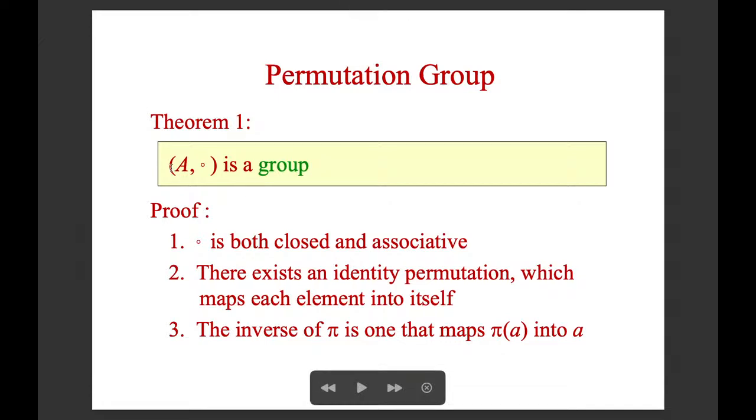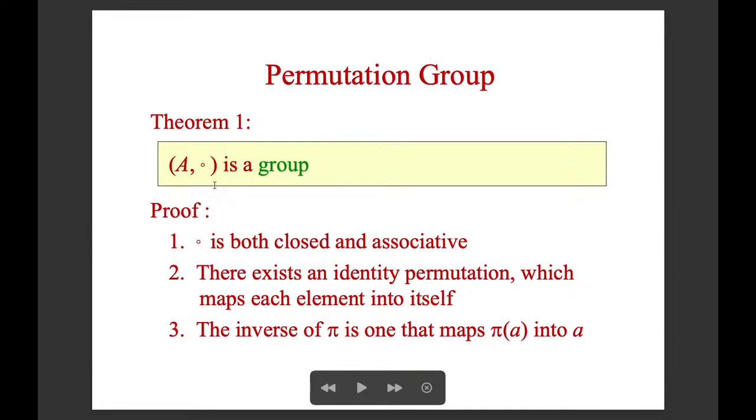Now, we have a set A, all the possible permutations, and a binary operator that is closed on it. Together, these two will form some algebraic structure. And then we claim that it is actually a group. So how to show it is a group? A group needs four things. One is this operator is closed, and then this operator is associative, and then we have an identity element in this A. And then for each element of A, it should have an inverse.